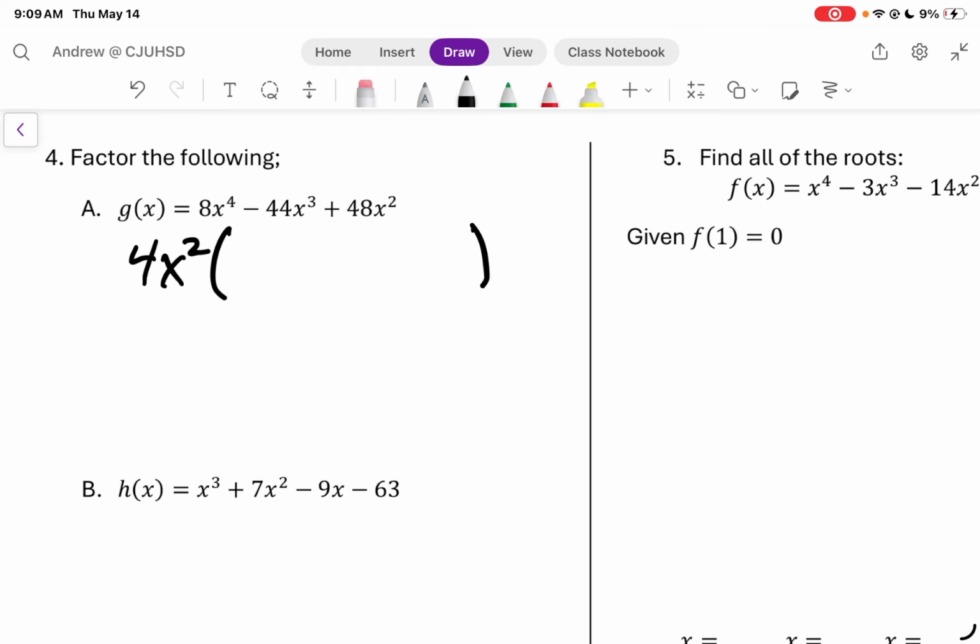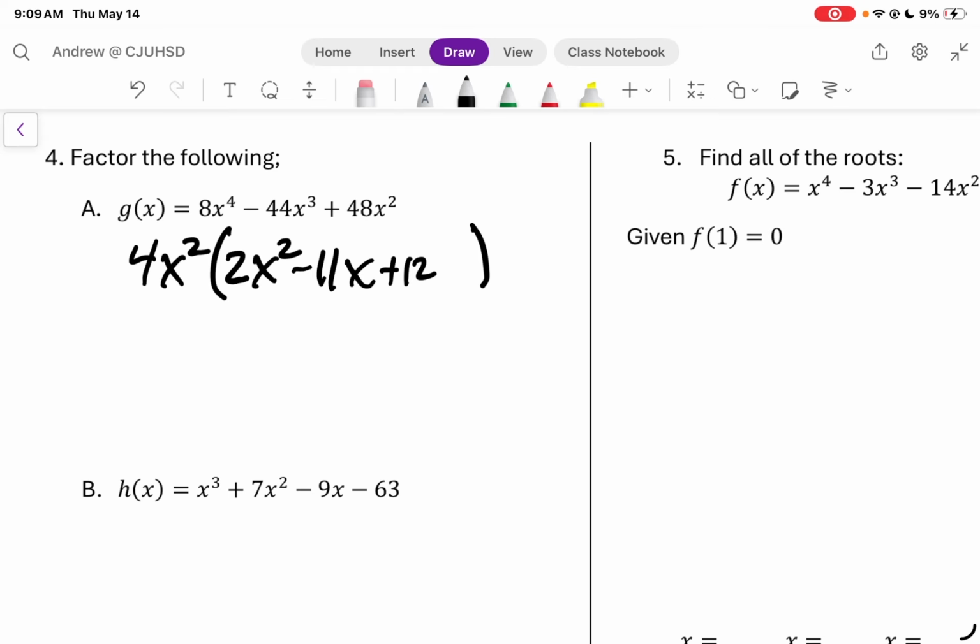So 8 divided by 4 is 2. X to the fourth divided by x squared is x squared. Negative 44 divided by 4 is negative 11. And that would be x to the third divided by x squared is x. And 48 divided by 4 is 12. And x squared is already there. So can that thing be factored?